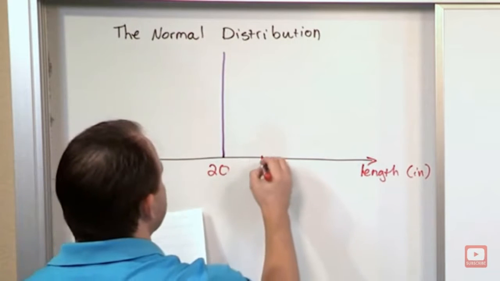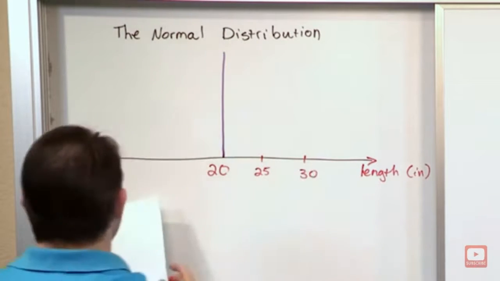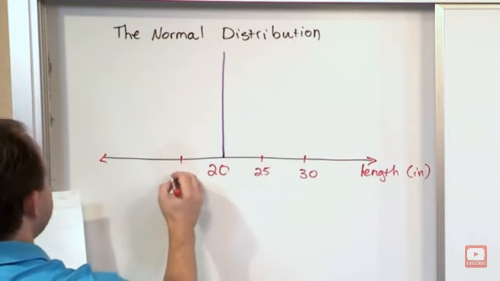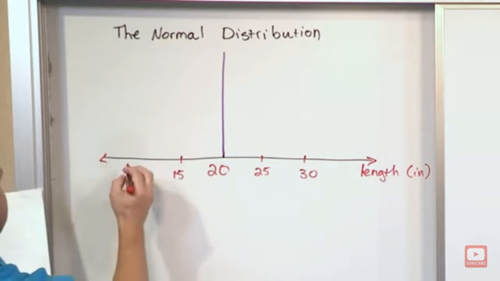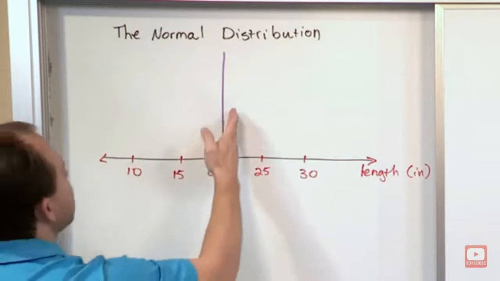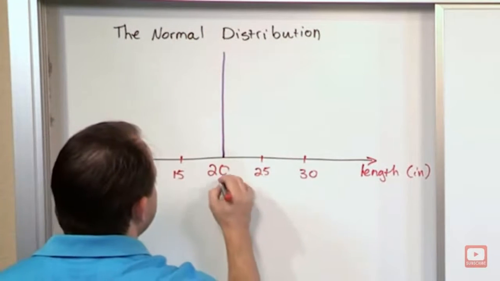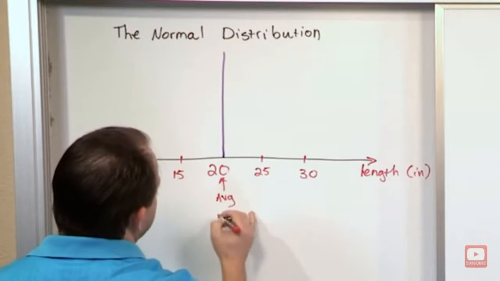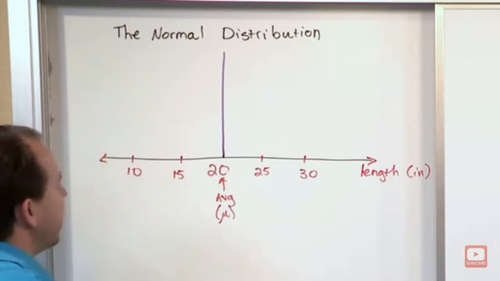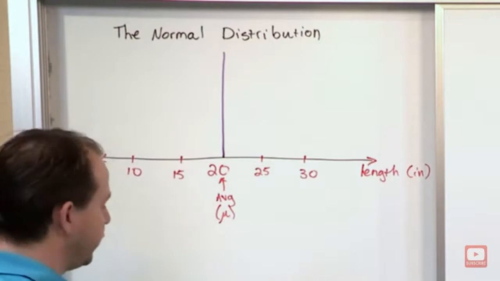So we might have some that are 25 inches. We might have some that are 30 inches. And we also might have some that are 15 inches. We might have some that are 10 inches, and we may have some really dwarf watermelons that are even smaller, but most of them are going to be right at the average. That's what the average value is. So I'll put this is the average, or as we call it, the mean. We've been talking about the average value in statistics. We call that the mean of the population of watermelons in the world.